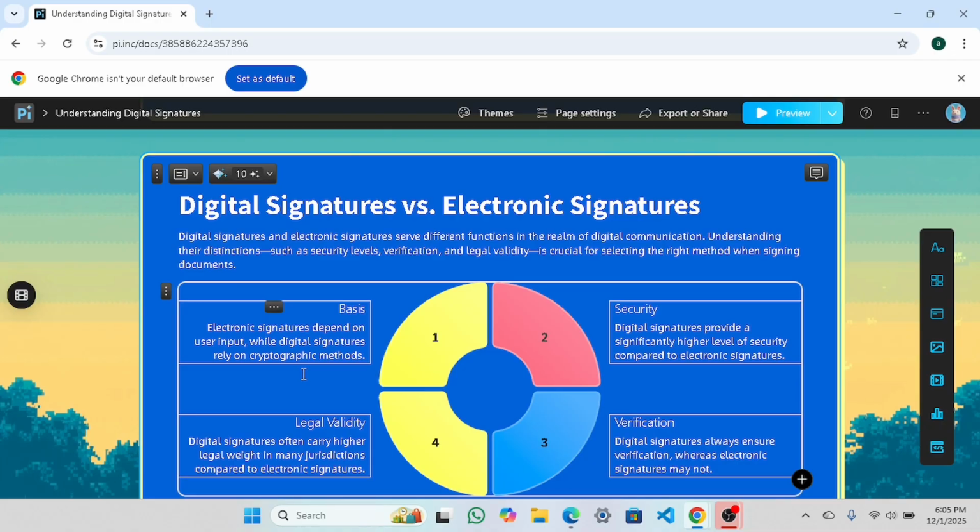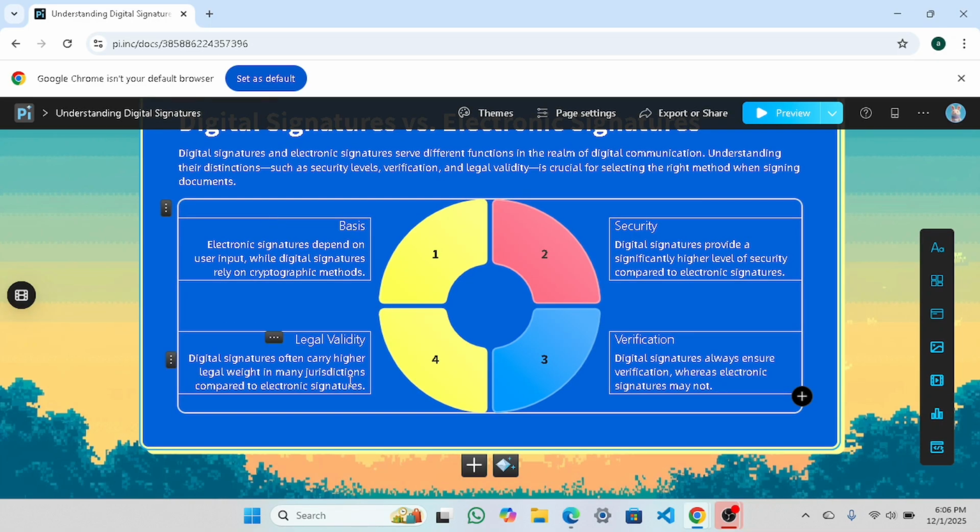Based on features. For example, in an electronic signature, user input is there; a digital signature works on cryptography. Electronic signatures have low security, while digital signatures have high security. Sometimes a verification setup is needed in an electronic signature, but in a digital signature, it's always there. Electronic signatures have medium legal validity, but digital signatures have high legal validity in various countries.